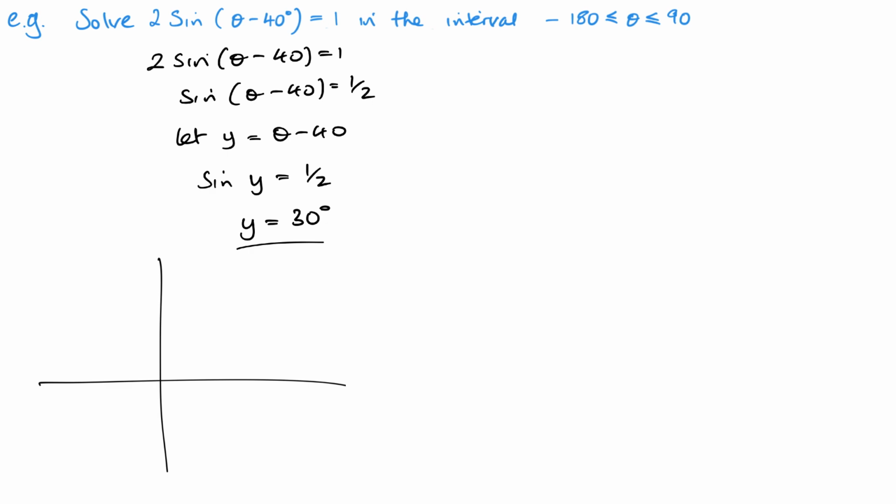Set up my CAST. Oh, actually before that, let's sort out this domain. So we have theta minus 40. So nice easy one. We're just taking 40 away. So it's between 50 degrees in the positive and minus 220 degrees in the negative. So minus 220 for y and 50. That is my new set of values.